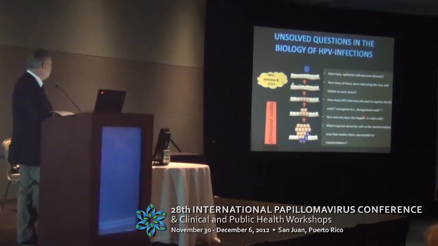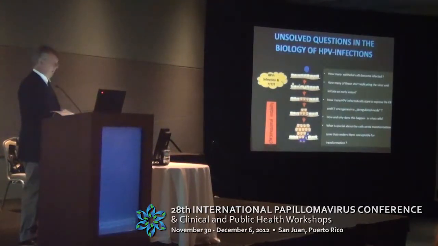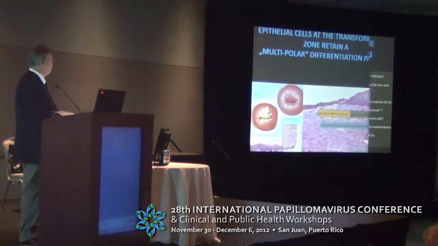How many of those, how and why does this happen in what kind of cells? Is it only the cells at the transformation zone? Presumably yes. And if you consider this, what is actually the reason why it particularly happens in these particular cells? What is different in these cells compared to all the other squamous epithelial cells that are becoming infected by the very same oncogenic HPV types?